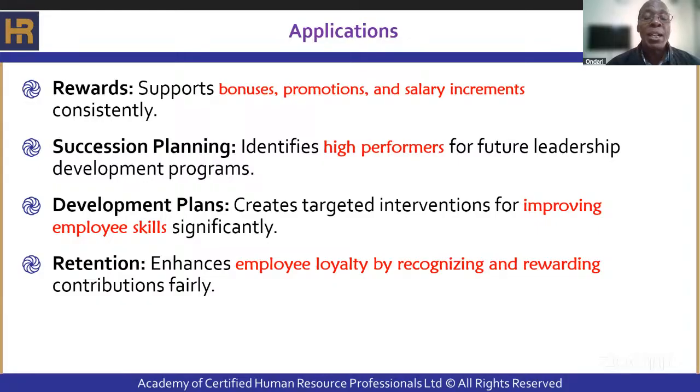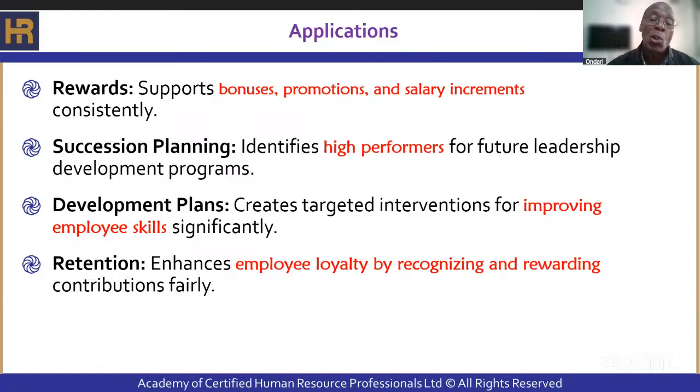In case somebody has a problem or a skill gap in communication, we develop a training in communication. In case somebody has a skill problem in terms of handling a machine, we take them for training to handle those machines, among other things. And then lastly, we apply performance measurements for retention.